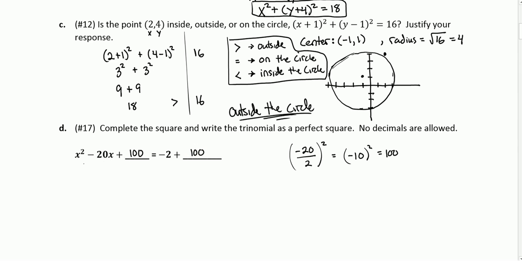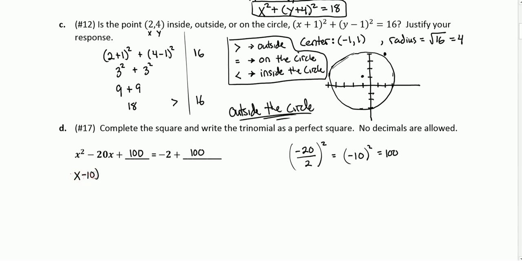The reason this number is so special is so that when we factor, we get 2 of the same factors, or a perfect square. What two numbers multiply to 100 and add to negative 20? Negative 10 and negative 10.